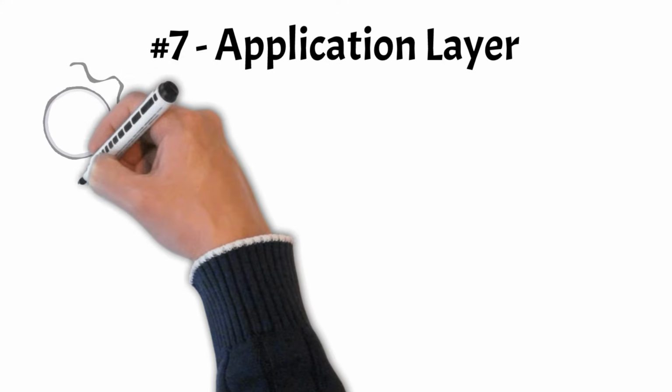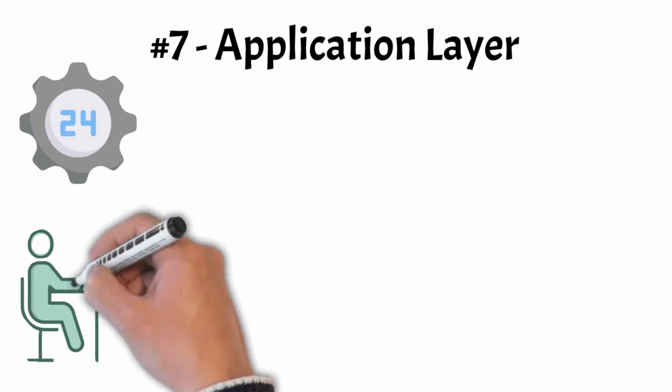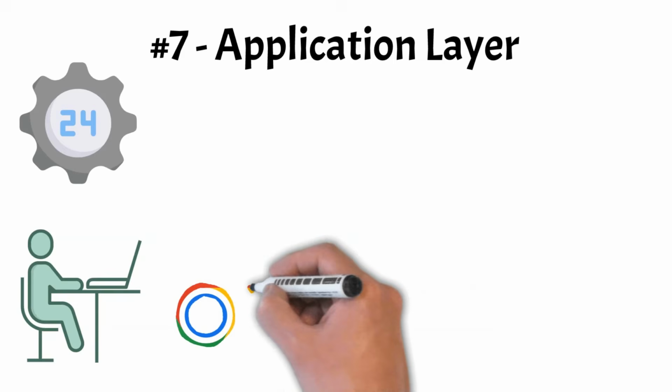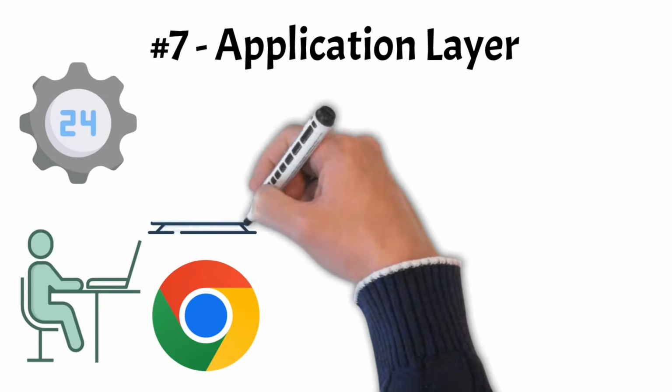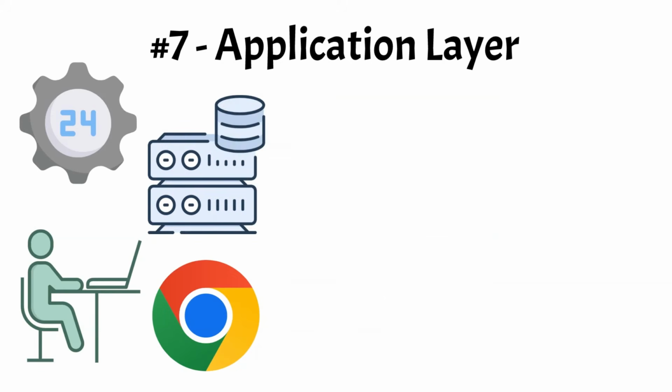And number 7. The Application Layer. The application layer is the seventh and topmost layer of the OSI model and is directly responsible for providing network services to end-user applications. It is the layer where users interact with network services and applications, such as web browsers, email clients, and file transfer programs. For example, when you use a web browser to access a website, the application layer handles the interaction with the web server, interpreting and presenting web data in a user-friendly format.